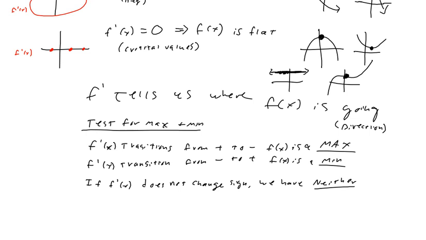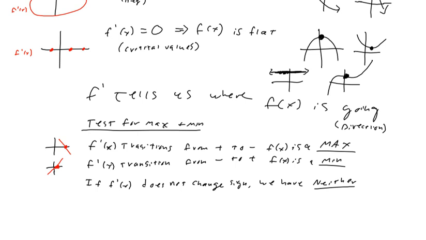So if f prime changes from positive through the 0 to negative, that's a maximum. If f prime changes from negative to 0 to positive, here's f prime, we're changing through the 0, we have a minimum. Maximum here, minimum here.